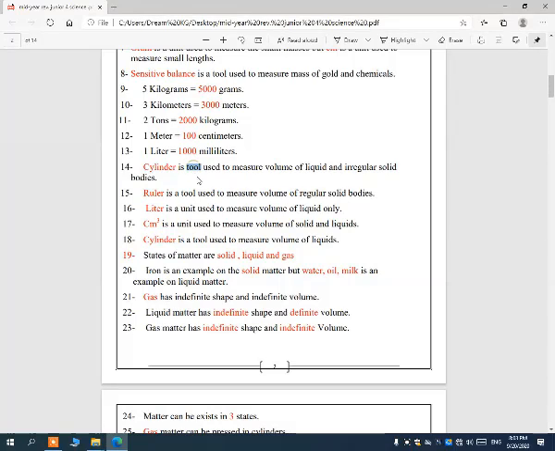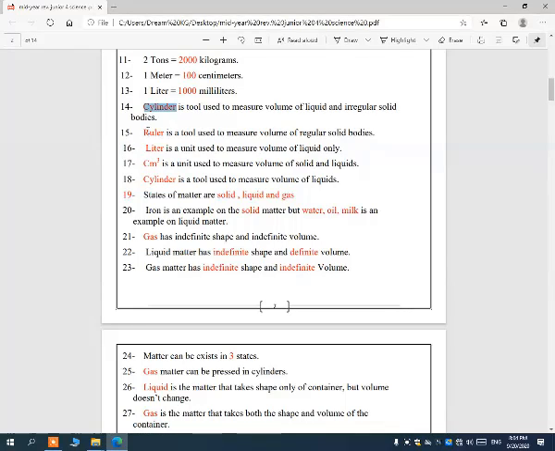Dots is the tool used to measure the volume of liquid and irregular solid. So I have here the tool, volume, and liquid and irregular solid. Excellent. Cylinder. So cylinder is the tool used to measure the volume of liquid and irregular solid.